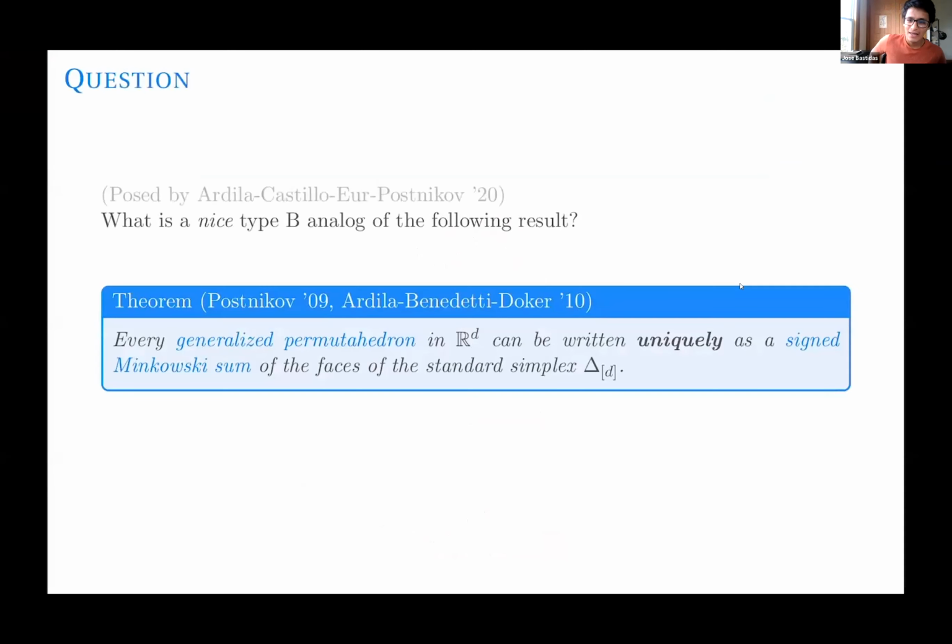Okay, so today I want to give you a nice type B analog of this result. And maybe we don't understand all the words here yet, but I will explain them. So the result says that every generalized permutahedron, so this is a certain family of polytopes in R^d, can be written uniquely as a signed Minkowski sum, and I'll explain what this is in a second, of the faces of the standard simplex. Okay, and what I will do at the end today is give you a nice type B analog of this result, and I'll say what that B means.